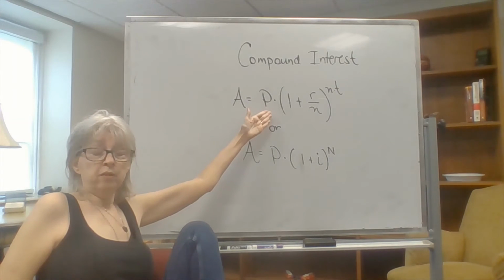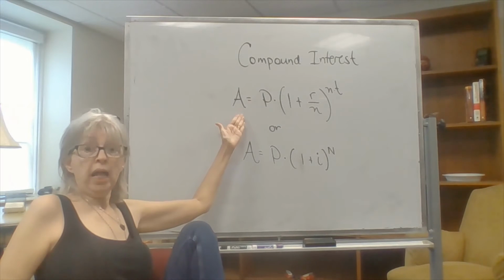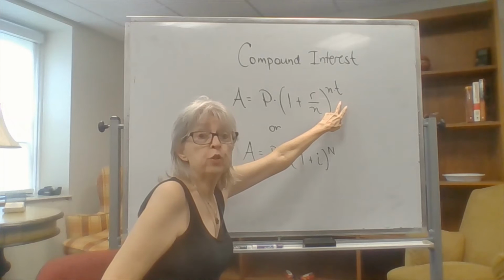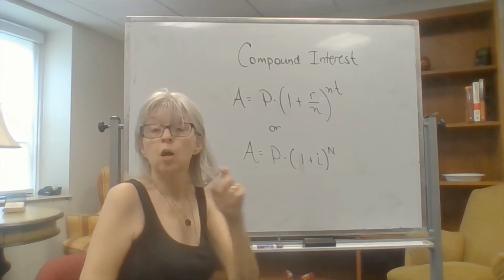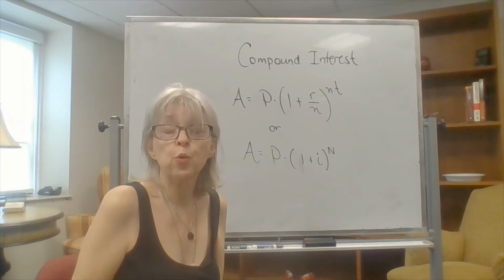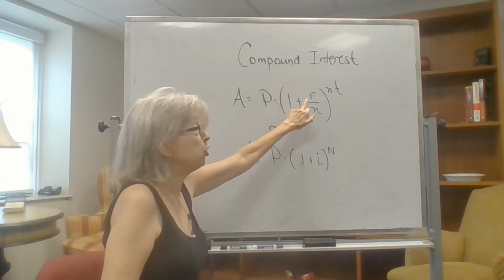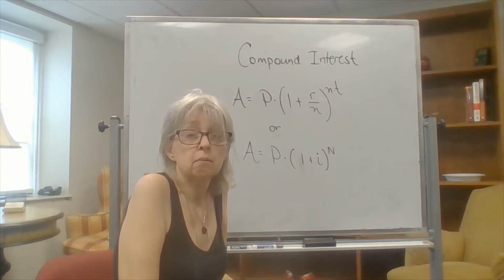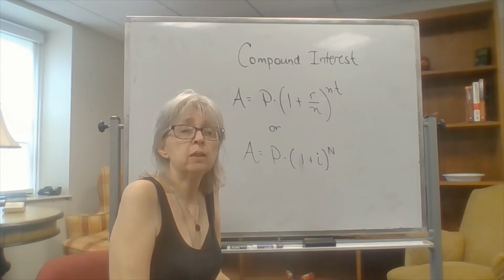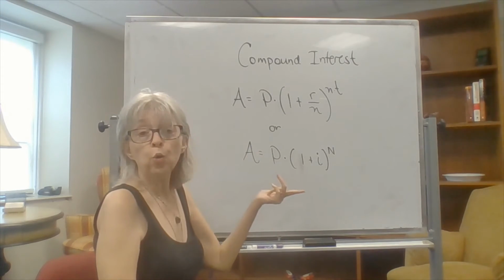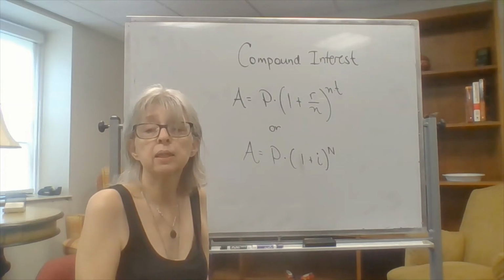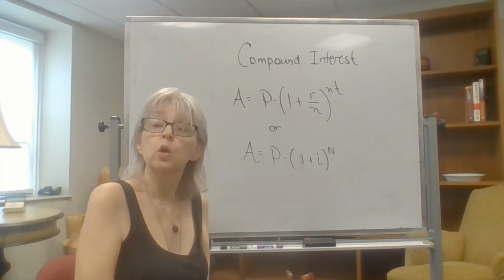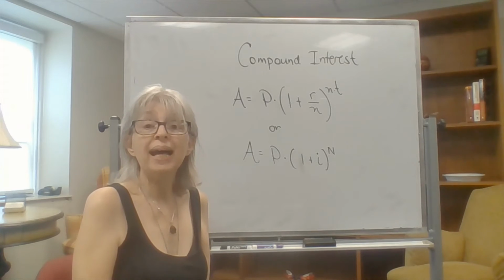You know what you have, you know what you want to have in the future, you know how long in the future you want to wait, but one of two things you don't know. You either don't know what the annual interest rate is that's going to give you what you need, or you don't know the number of compoundings on some interest rate that you need. So how are you going to do that?